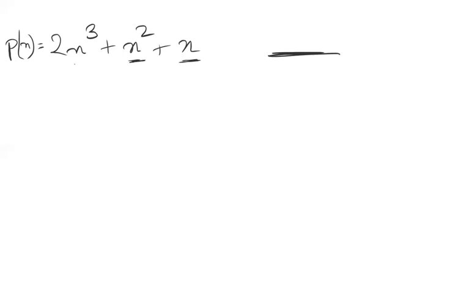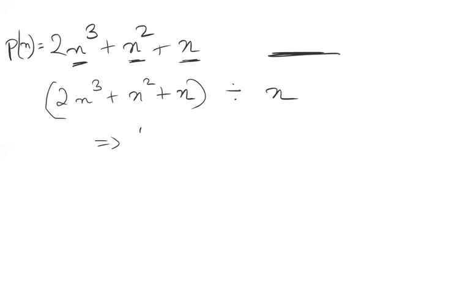Now let's take a monomial polynomial, 2x cube plus x square plus x. We write it as p of x. Now to find it, I have to divide it, right? But no other number is given. So what is common in all of them? We see an x here, we see an x here, we see an x here. So can I divide this whole thing by x? Then the x cube becomes 2x square, then 1x, and 1. So what has this become?